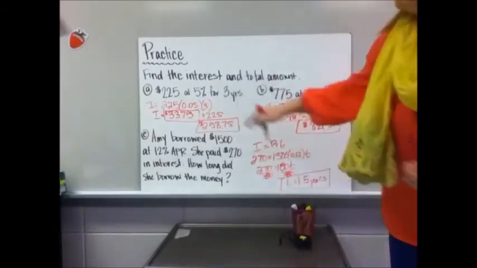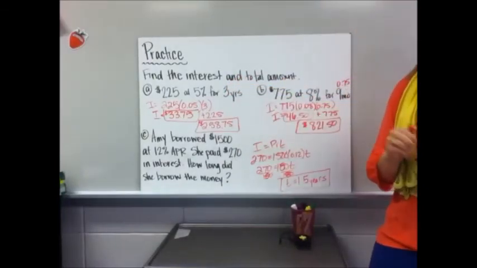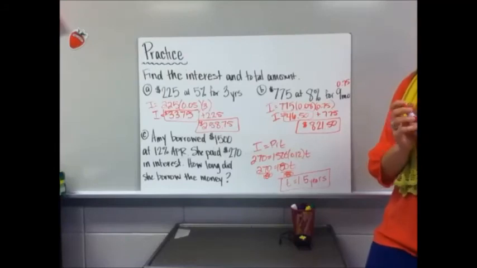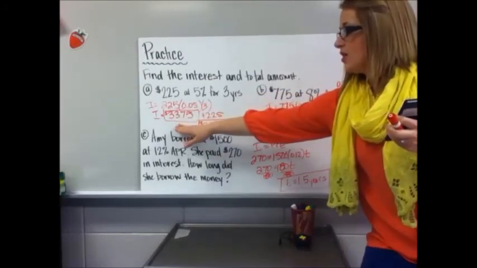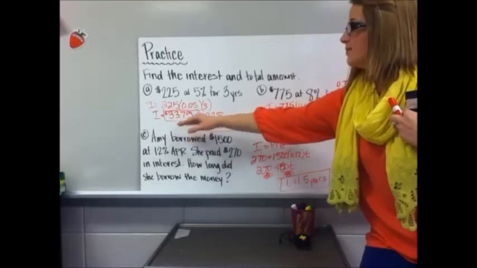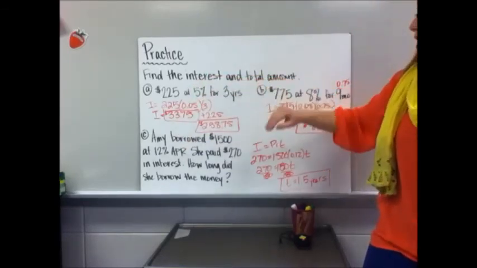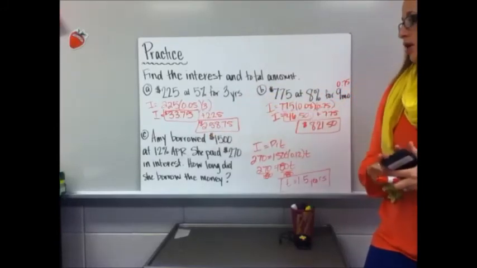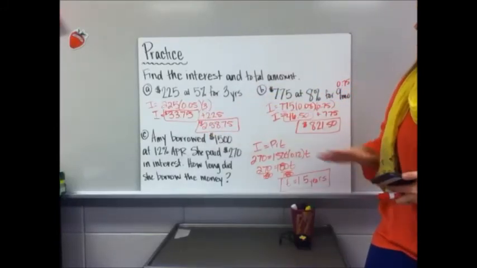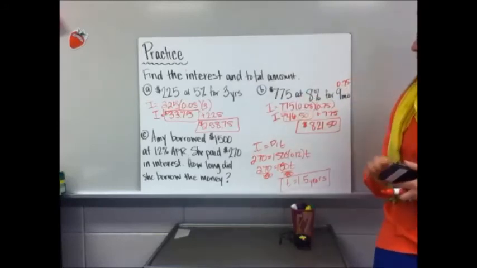Okay, so on part A, finding the interest and the total amount, plug it into your formula. Interest equals principal times rate times time. Multiply those three together, you get $33.75. That gets the interest. To find the total amount, you add the principal to it. So I added $225, and you get $258.75.